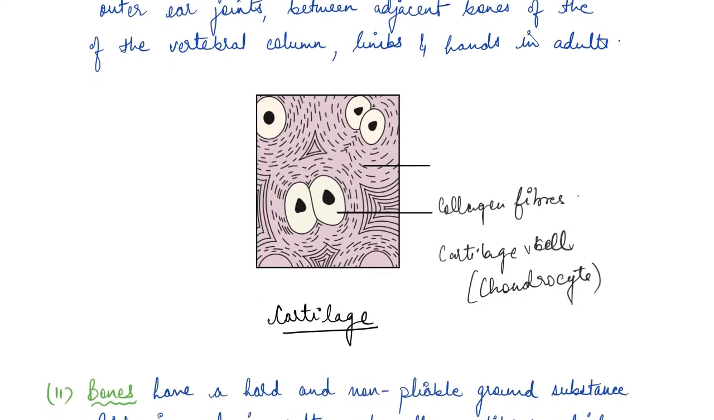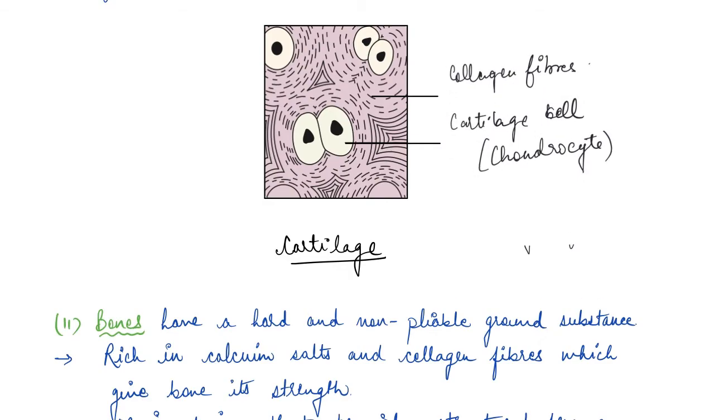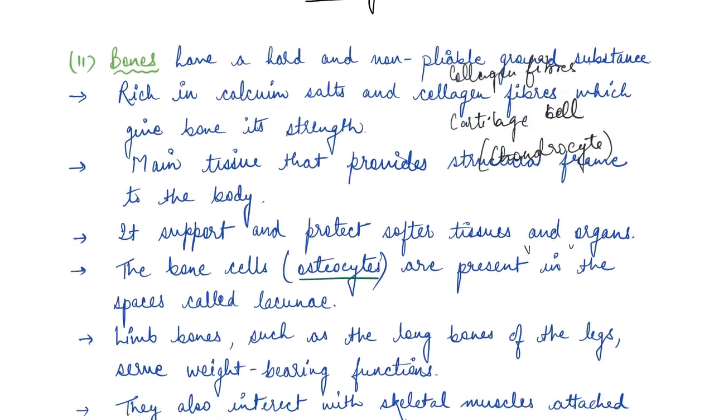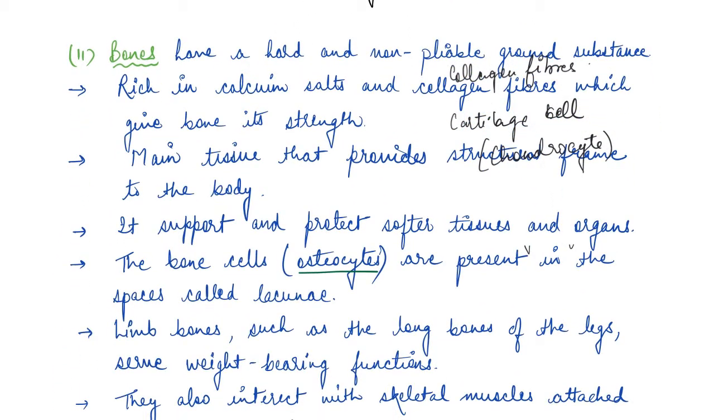Now let's move on to bones. Bones again are hard. But the difference between bone and cartilage is that they are non-pliable. They are not flexible, right? So non-pliable ground substance. Now, why is it hard and non-flexible? Because it is rich in calcium salts.